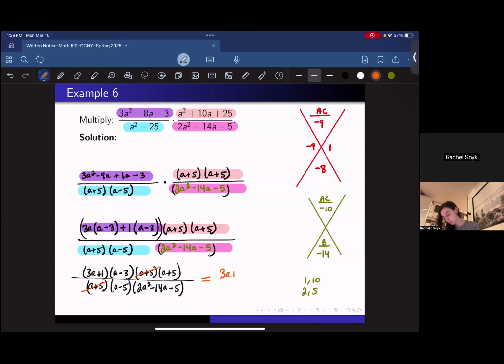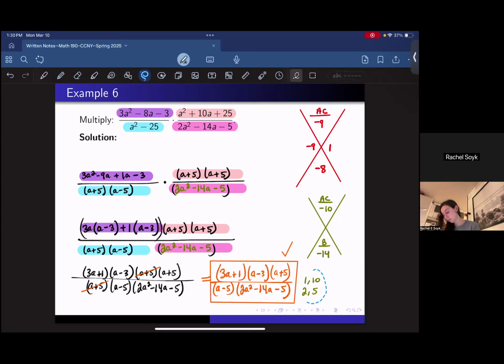So our final result is 3a plus 1 in parentheses, a minus 3, a minus 5, all over, sorry, a plus 5, all over a minus 5, in parentheses 2a squared minus 14a minus 5. Little messy, but sometimes that is indeed the case. And we're good. All right.